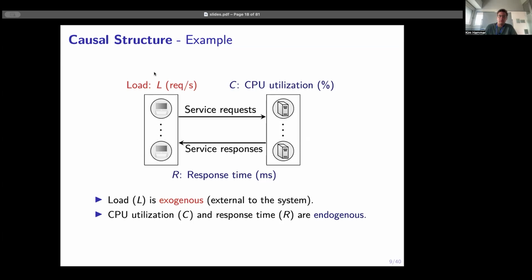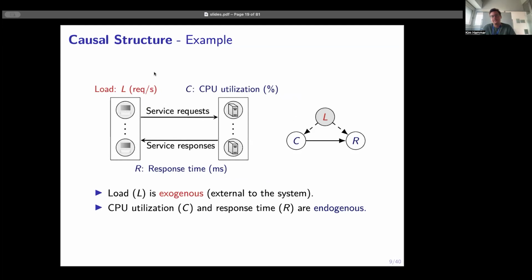And the resulting causal structure is shown here to the right, where you see that the CPU utilization depends on the load, and the response time depends on both the CPU utilization and the load. And I would argue that if you ask a system operator or an engineer to construct this graph, they will be able to do that just based on intuition behind the system. So identifying the causal graph is actually not that difficult if you have the complete system configuration.